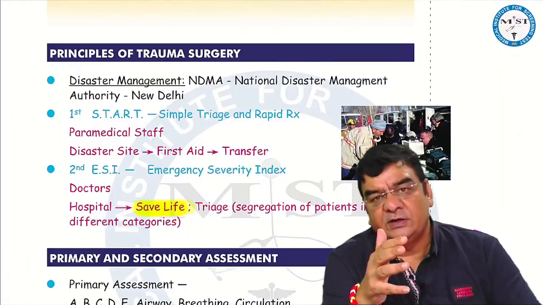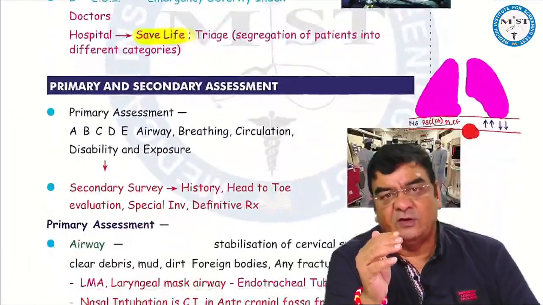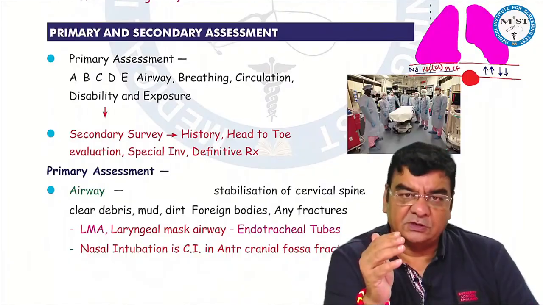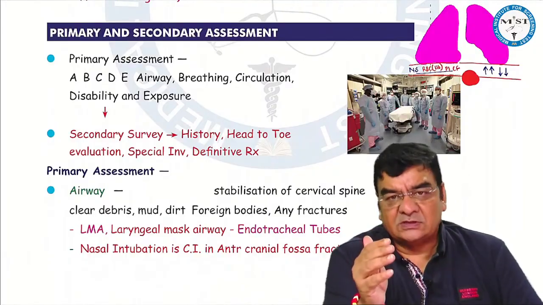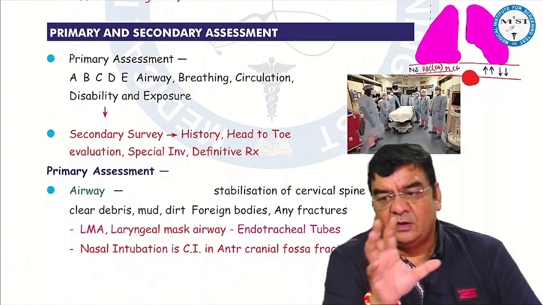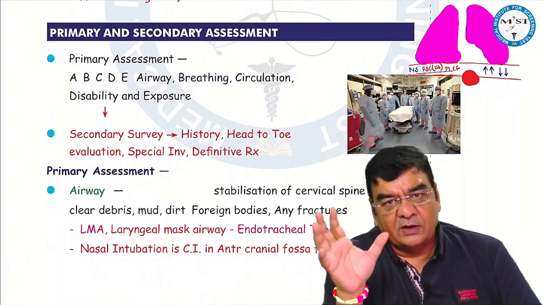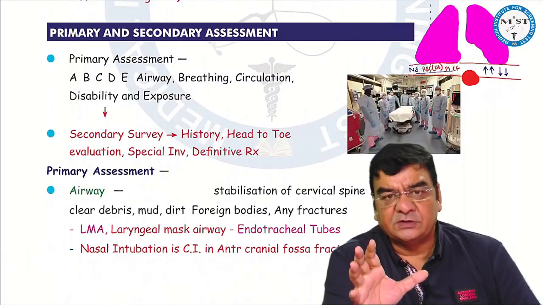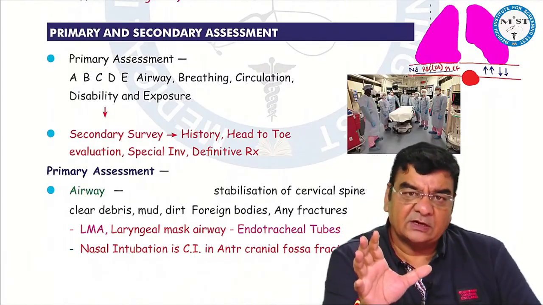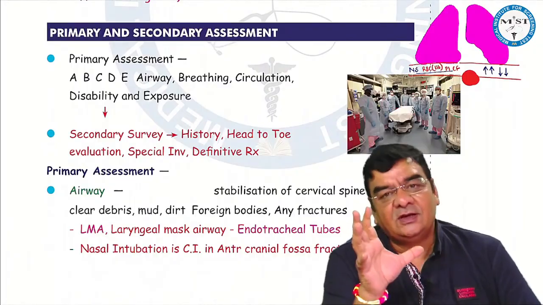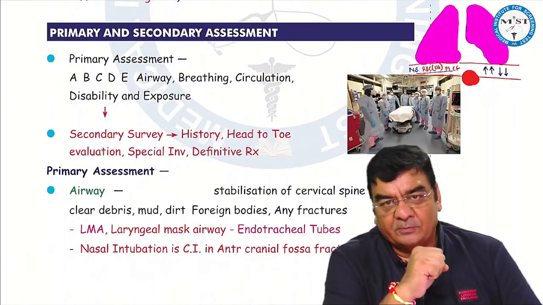So in the primary assessment, the ABC of life: A for airway, B for breathing, C for circulation, and we also assess the disability and take care of the exposure part as well. Once we'll be able to supply oxygen to the vital organs and the life of the patient is saved, then we will have sufficient time where we can do a secondary survey where a detailed history, detailed clinical examination, special investigations, and the definitive treatment can be done.